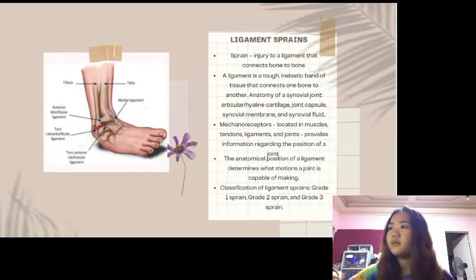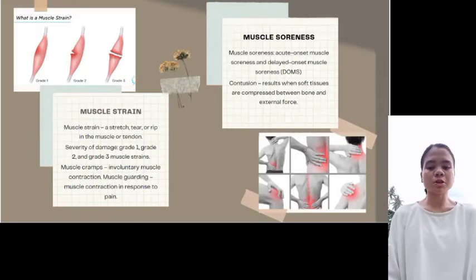The last classification of sprain is grade 3. It is a complete tear of the affected ligaments with severe swelling and bruising. The ankle is unstable and walking is likely not possible because the ankle gives out and there is intense pain. What is muscle strain? Muscle strain is a stretch, tear, or rip in the muscle or tendon. Tendons are tissues that connect muscles to the bone.